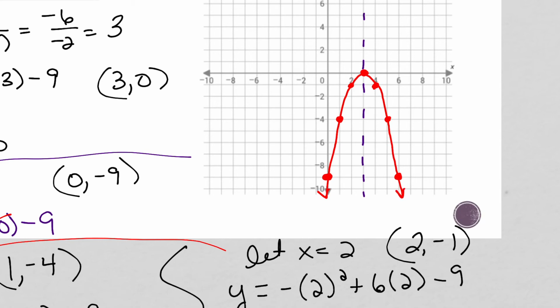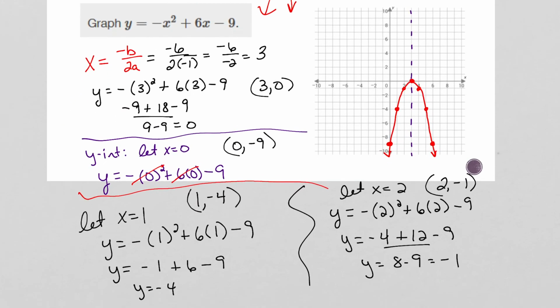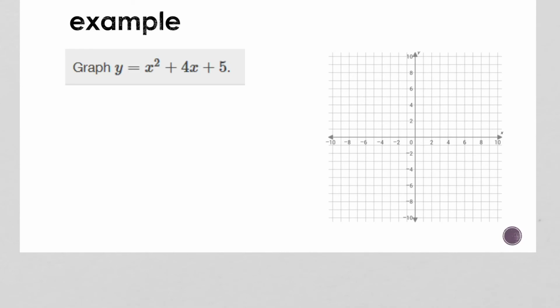There we go. That is our parabola right there. It's kind of a pretty one. Gotta say, I'm a little proud of that parabola. All right, let's graph this one.